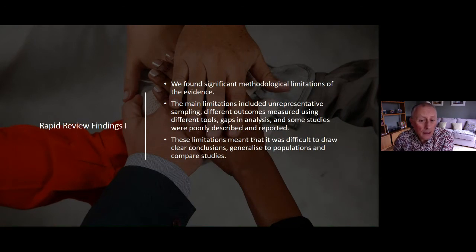The first thing is to say the kind of problems that were in the evidence. There were very significant methodological limitations. This is evidence that was in the early stage of development. And of course, as evidence emerges at an early stage, we're likely to see more methodological problems in sampling, people having different measures for different outcomes and different tools. There's maybe gaps in analysis, and some studies aren't necessarily well described or reported.